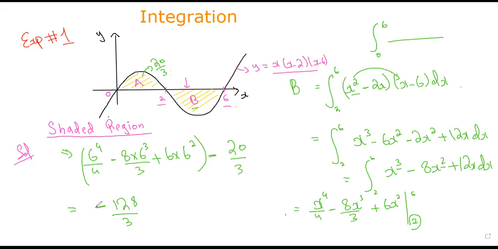You need to divide such areas into 2 parts. And now, since we're getting a negative answer, the total shaded region would not be minus 128 over 3 plus this. It is supposed to be A, that is 20 by 3, plus B, that is just 128 over 3. The negative is just because of the orientation, right? You are going to ignore that. And the final answer is going to be 49 1 by 3 units squared, right?